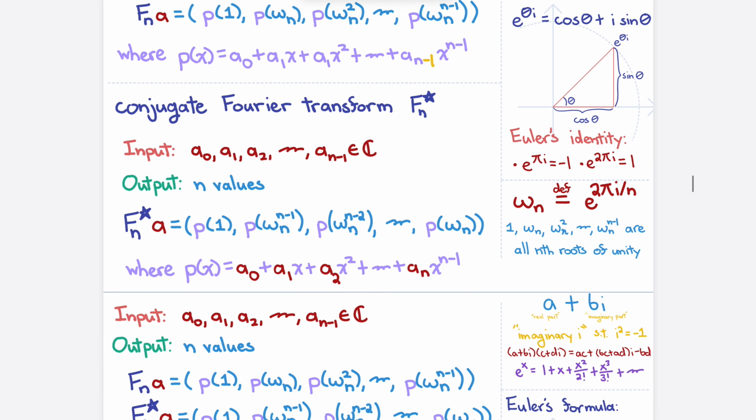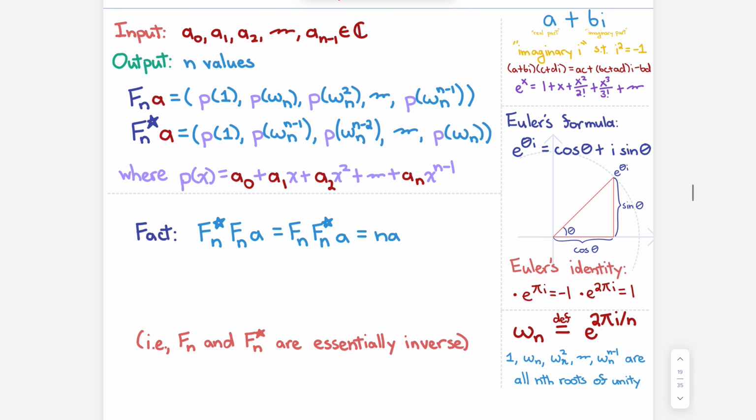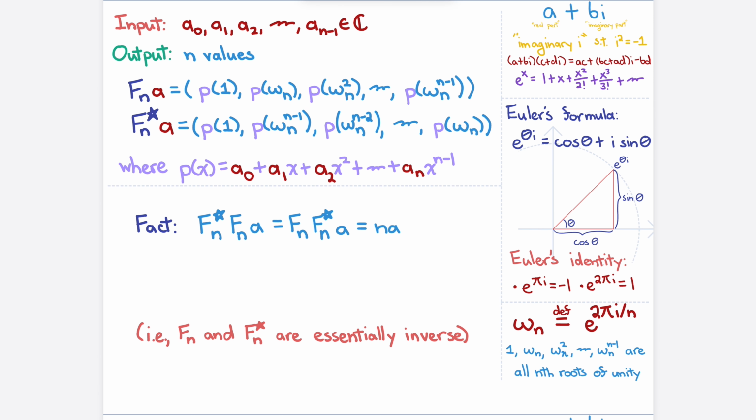Why do I even mention the conjugate transform? Because it's basically inverse to the discrete transform. I won't do this proof because it's just math and you just watch me cancel out terms. But if I apply the Fourier transform to A and it evaluates this polynomial at these points, then I get n values from the Fourier transform.